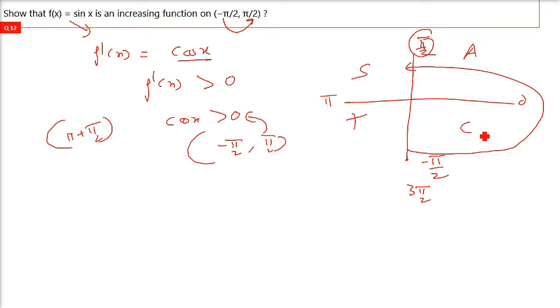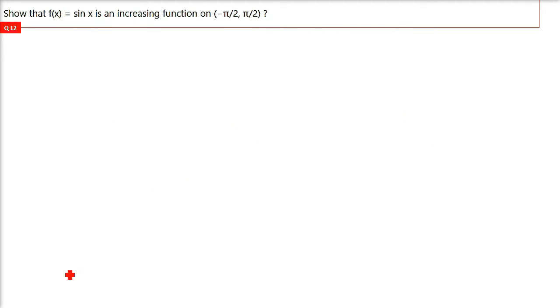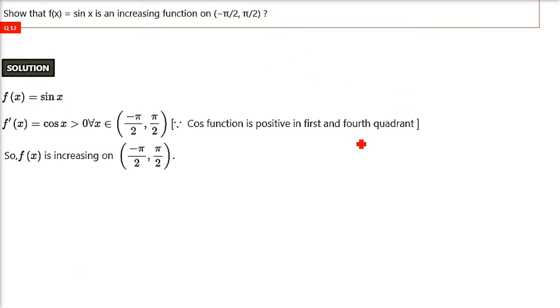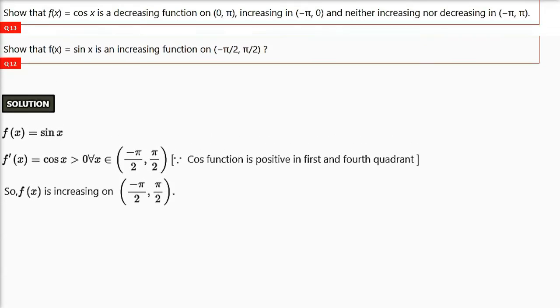So add sugar to coffee. Where do you see the cos is positive? In the first quadrant and in the fourth quadrant. And negative pi by 2 to pi by 2 is also talking about the first quadrant and fourth quadrant. That is why this cos is always greater than 0. That is, it is an increasing function. Now let me show you the exact thing which you have to write. This is just 3 lines you have to write, but the explanation I gave is important.